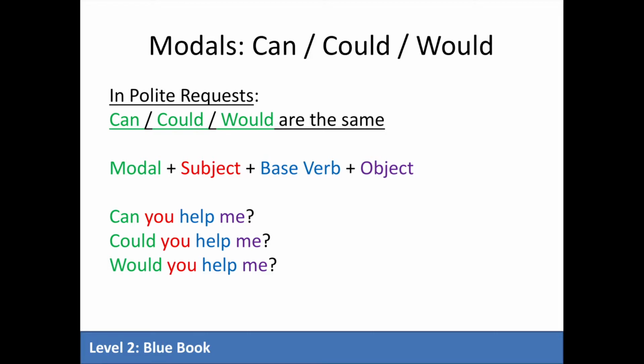Modals can, could, and would are used in the same way to make polite requests. First, we start with a modal, followed by the subject, then a base verb, and an object. Here you have examples. Can you help me? Could you help me? Would you help me? Again, these polite requests all mean the same thing.